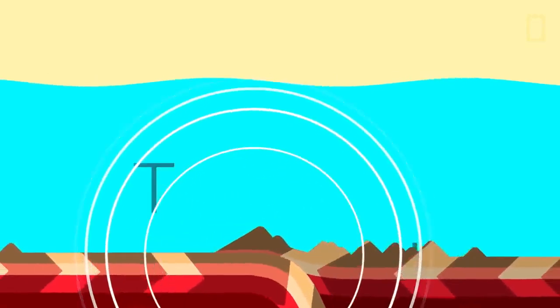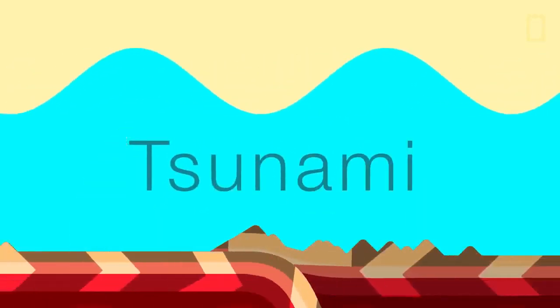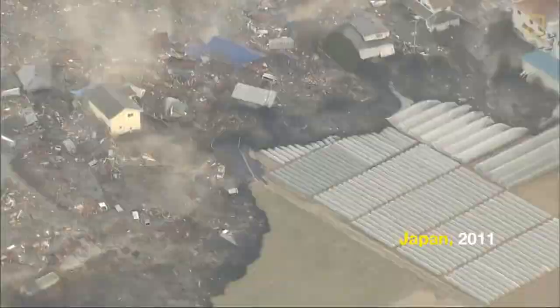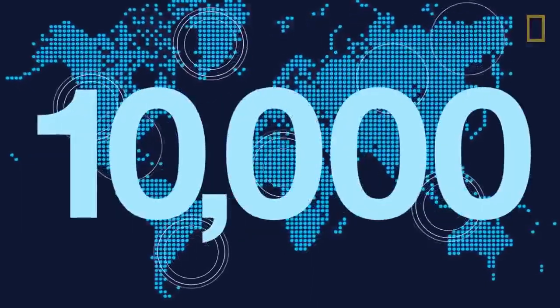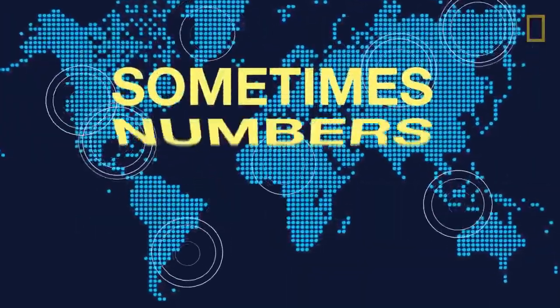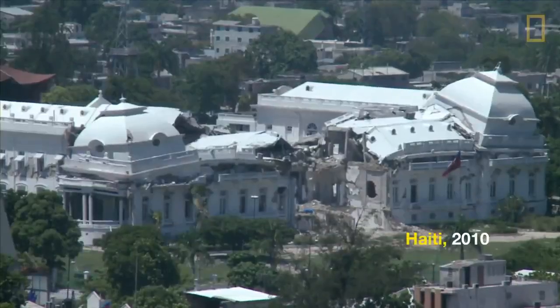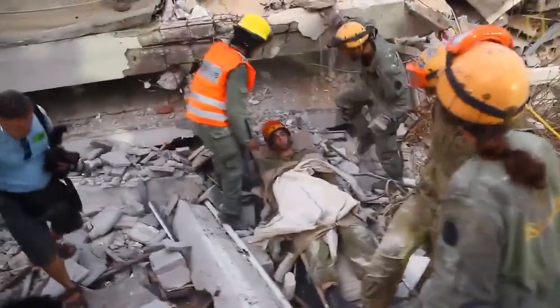And when subduction happens under the ocean, it can create giant, unstoppable waves called tsunamis, like the ones that killed hundreds of thousands in Japan and Indonesia. On average, earthquakes kill about 10,000 people each year. Sometimes numbers are far higher. The quake that hit Haiti in 2010 killed more than 300,000 by some counts, making it one of the deadliest on record.